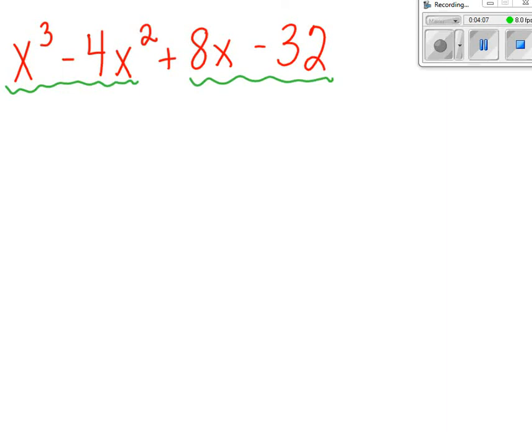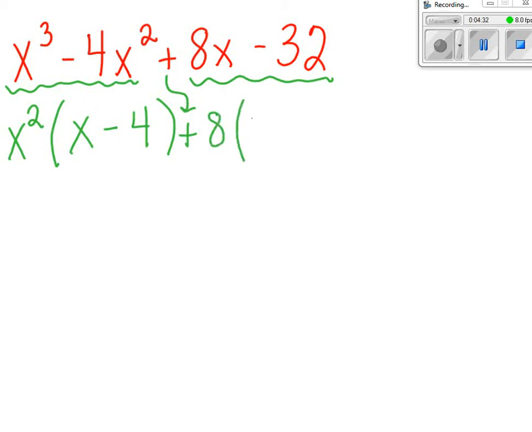What do the first 2 have in common? Well, the first 2 have an x squared in common. When I take out an x squared, that leaves me with an x minus 4. Remember, I should be able to check myself if I go backwards. x squared times x is x cubed. x squared times a negative 4 is negative 4x squared. I'm going to bring down this plus sign. What do the last 2 have in common? They have an 8 in common. When I take out that 8, I get an x minus 4.